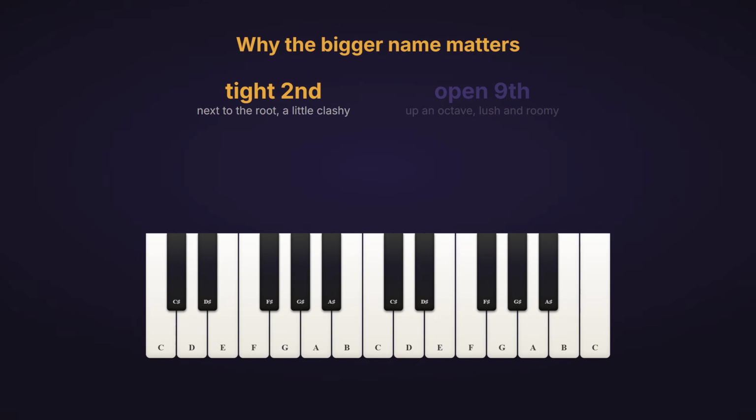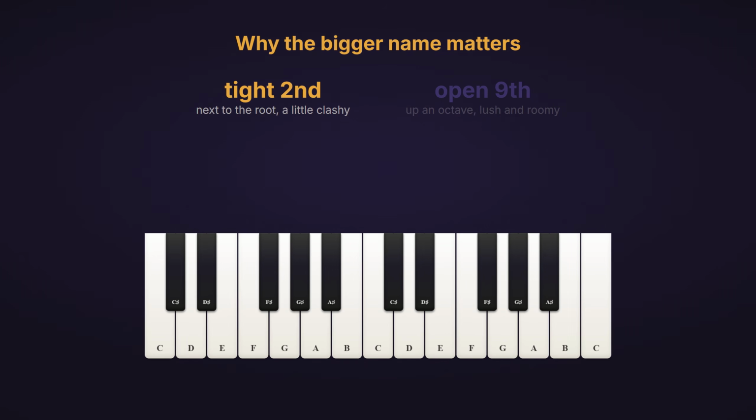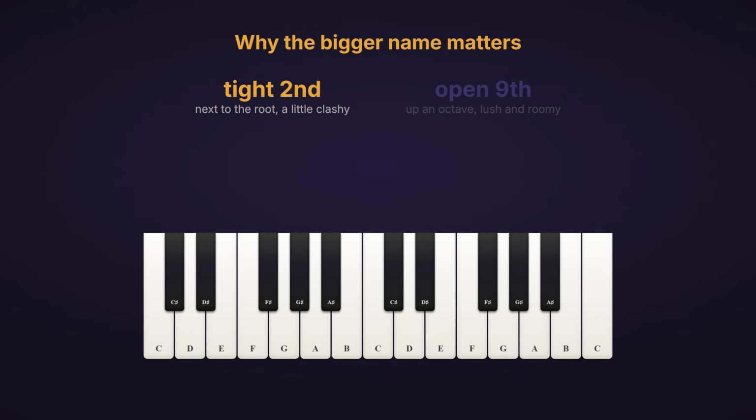If the notes are really the same letters, you might ask why the bigger name matters at all. Why not just call everything a 2nd or a 6th and be done? Here is why. The compound name tells you the note is up in a higher register, spread out, not crammed against its neighbor. And that spacing genuinely changes how a chord sounds.